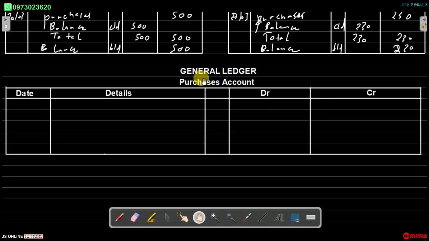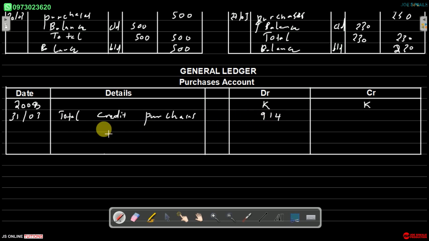So we have our general ledger there, then we have the purchases account, and we know that the year is 2008. The currency that we are using is Zambian kwacha, so we'll put our K there. And we know that total credit purchases is recorded at the end of the month, so we'll say 31st of March, and in our details column we're going to say total credit purchases.